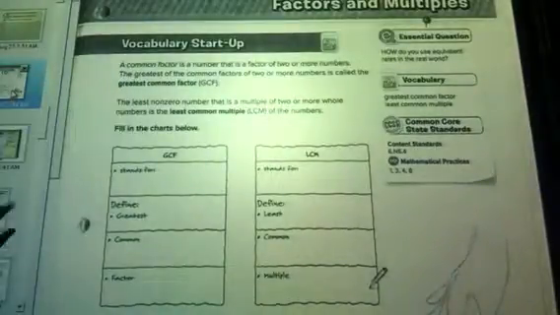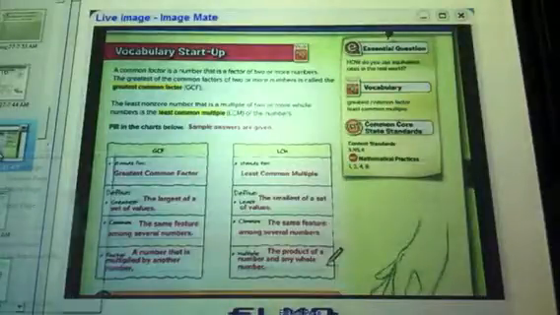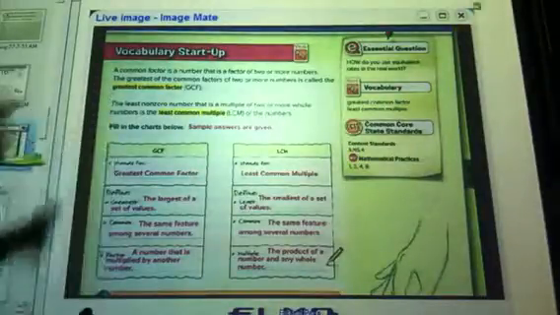That was a lot of noise. Sorry about that. Okay, least common multiple. I don't know why it keeps doing that. There we go.